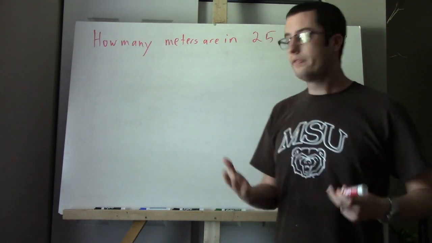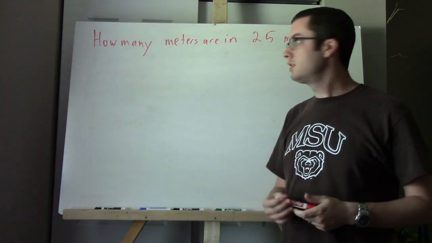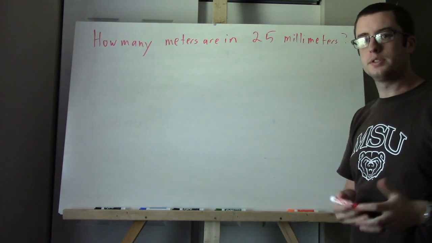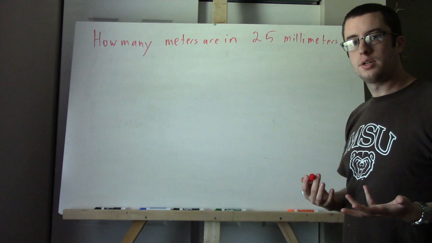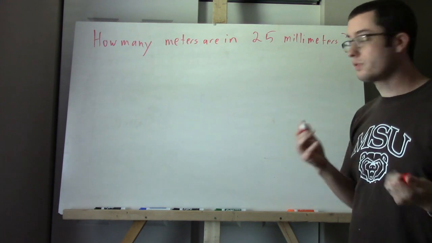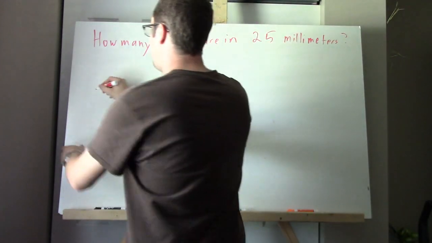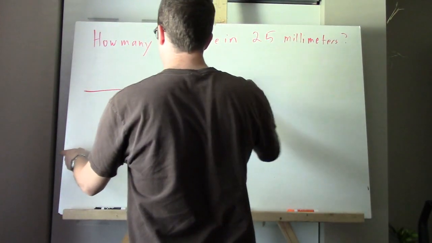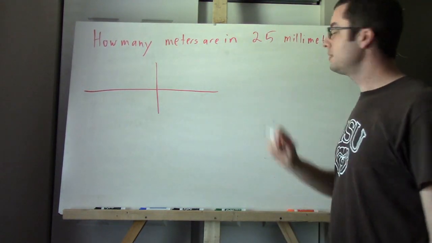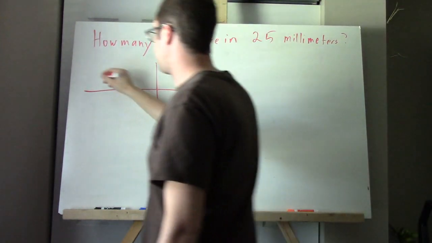Alright, so for our first example of dimensional analysis, we're going to look at how many meters are in 25 millimeters. So we're going to go through the standard process that you go through for any dimensional analysis. So start by making our train track. And we're going to start with our given, which is going to be 25 millimeters.